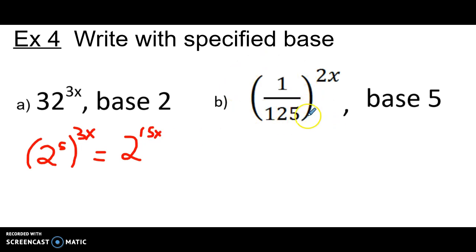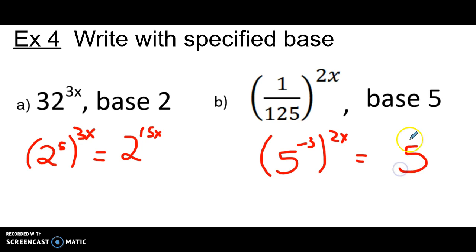Here I've got 1 over 125. If I want base 5 instead, 5 to the 3rd is 125, and then I've got this flipped fraction, right? It's flipped, so I'm going to write this as 5 to the negative 3rd. Hopefully you can see that. That's going to be to the 2x power. And again, when I have a power to a power, I multiply the numbers together. So this is 5 to the negative 6x power. Please excuse my handwriting.